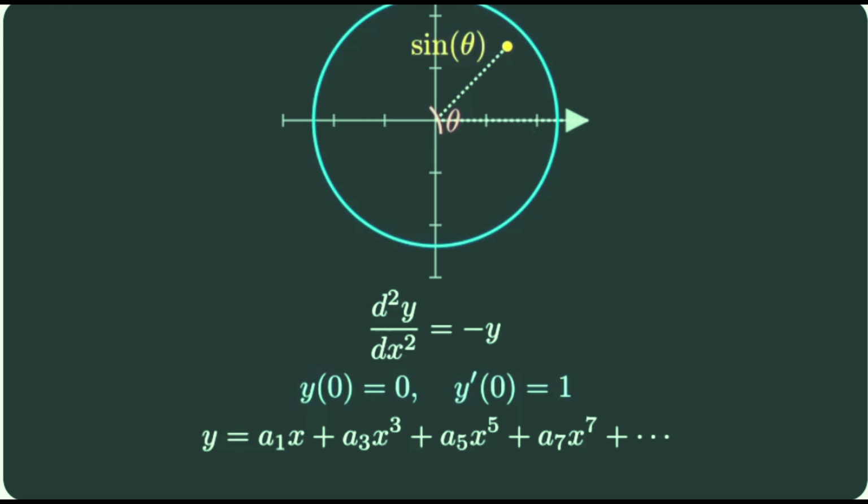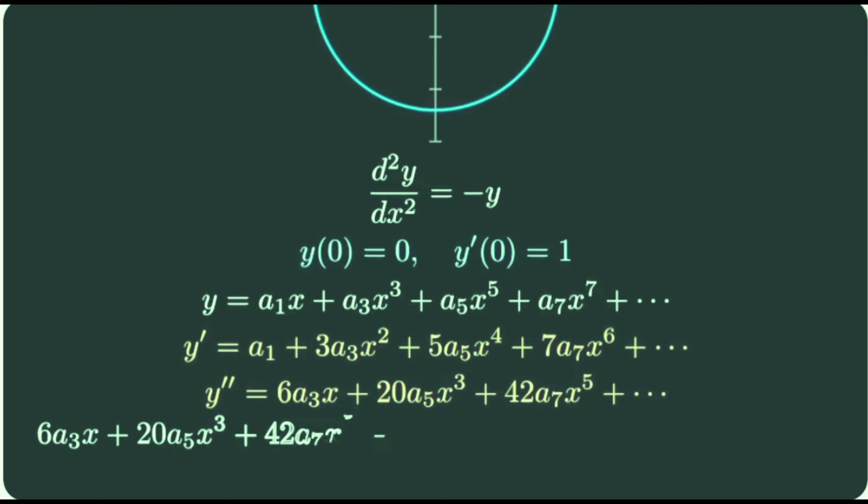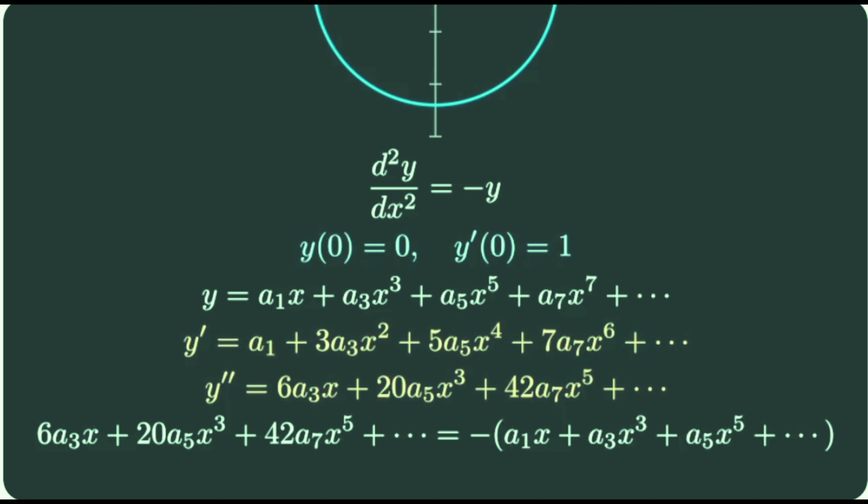Now, we differentiate twice. The first derivative is a 1 plus 3 a 3x squared plus 5 a 5x to the fourth, and so on. The second derivative is 6 a 3x plus 20 a 5x cubed plus 42 a 7x to the fifth, and so on. Then we plug into the equation y double prime equals negative y.